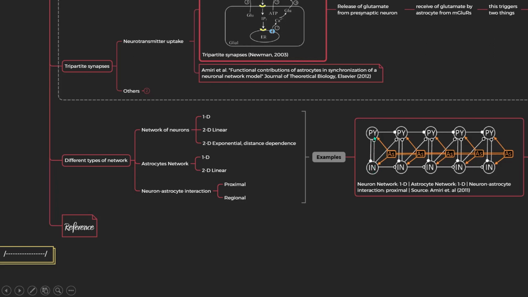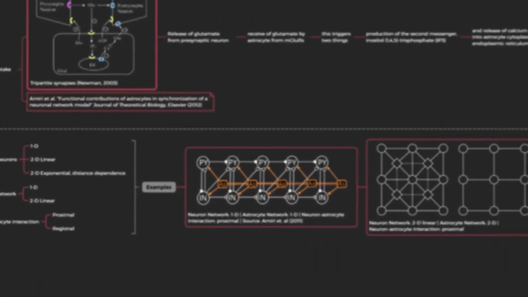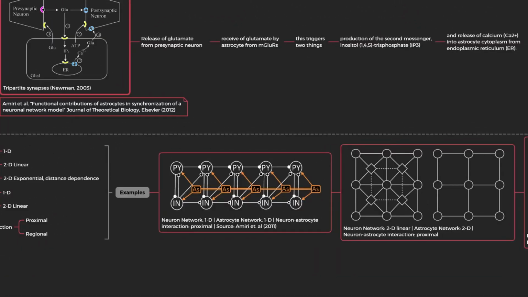This presynaptic neuron is connected to the postsynaptic neuron, and the astrocyte is monitoring the connection between these two. Astrocytes are connected to each other in a linear fashion, 1D, and neurons are connected to each other in a linear fashion, 1D. If you want to make it more complicated, you can see in the next figure that the neuron layer is 2D, the astrocyte is here, connected to 4 neurons, but still the neuron-astrocyte interaction is proximal, which means that this astrocyte is just monitoring the connections around it.